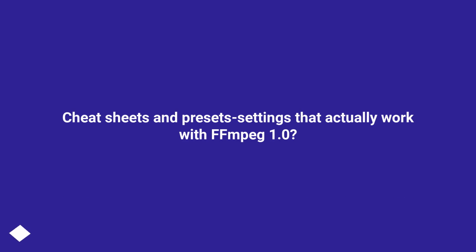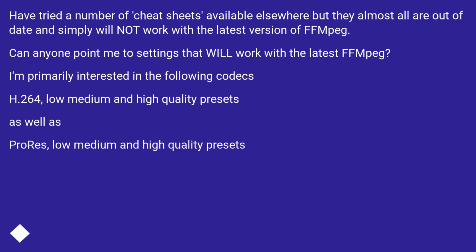I'm looking for cheat sheets and preset settings that actually work with FFmpeg 1.0. I have tried a number of cheat sheets available elsewhere, but they almost all are out of date and simply will not work with the latest version of FFmpeg. Can anyone point me to settings that will work with the latest FFmpeg? I'm primarily interested in the following codecs: H.264, low, medium and high quality presets, as well as ProRes, low, medium and high quality presets.